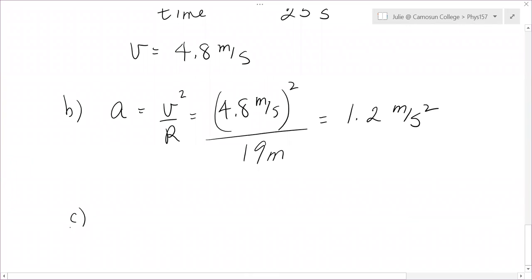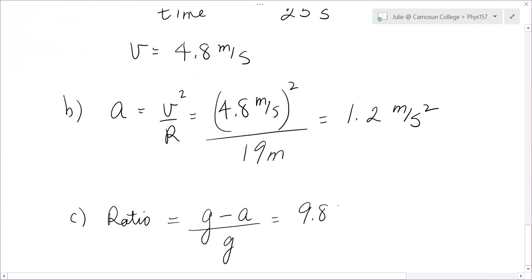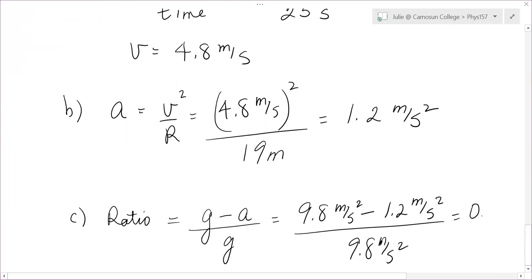Okay, and then C, the ratio, we already worked that out, was g minus, now I can remember it was v squared over r, so that's a, all divided by g. So it's 9.8 meters per second squared I'll use here, minus 1.2, over 9.8. And that ratio, less than 1 as we expected, is 0.88. Okay, so there's a couple of good circular motion questions.